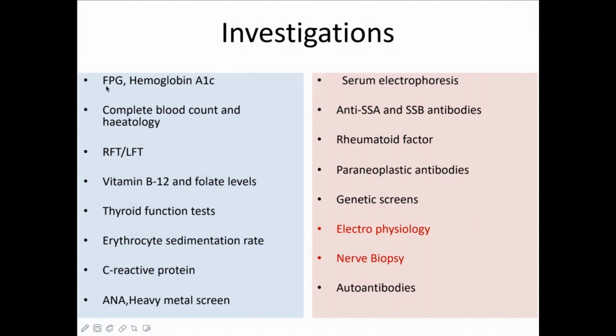You obviously assess a fasting plasma glucose and HbA1c. These are done in conjunction. You just don't leave it at that. Then complete blood counts and peripheral smears, LFT, KFT, B12, folate levels, thyroid function tests, ESR whenever required, CRP, and ANA and heavy metal screen when you are thinking of toxic and maybe autoimmune processes. SPEP, serum protein electrophoresis, for multiple myeloma, which might present in the elderly, mimicking so many other disorders.